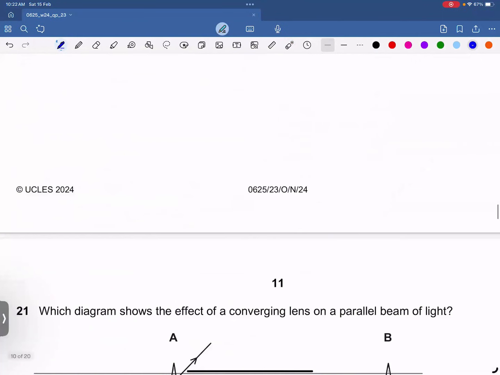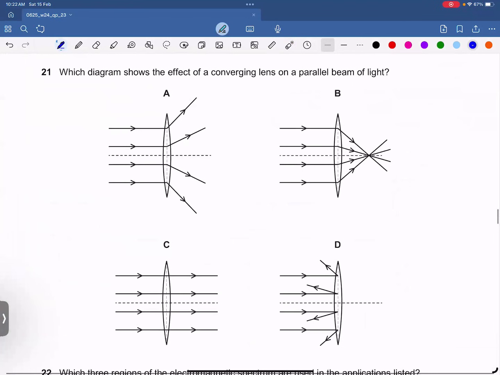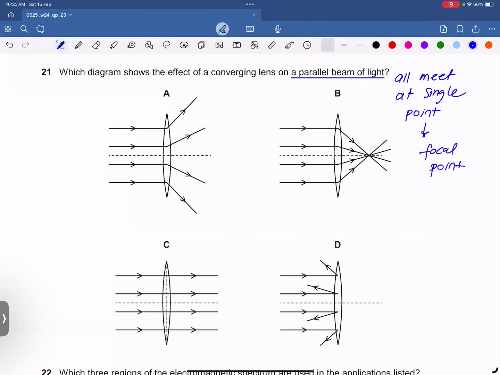21 is a very easy question. Which diagram shows the effect of a converging lens as a parallel beam of light is incident? They all meet at a single point, and this point is called the focal point. So the only option is B. After passing, they meet at a single point. It's a very easy question. We proceed to question number 22.